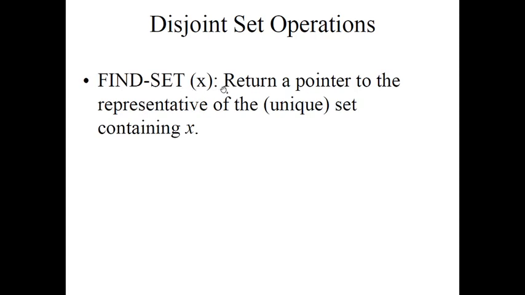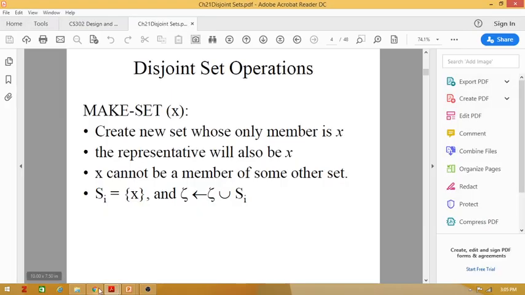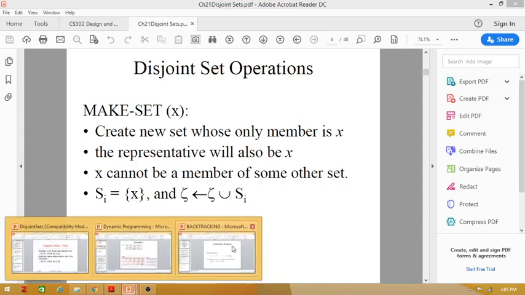Find set x will always return a pointer to the representative. These are the three important operations: find set, union and make set. I'll show you an example for all of these.